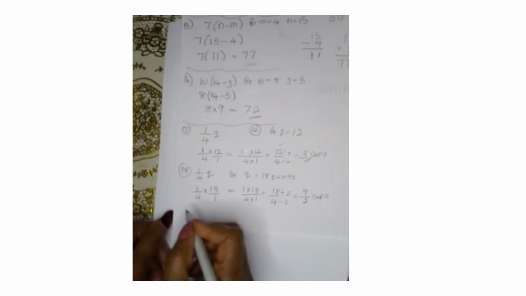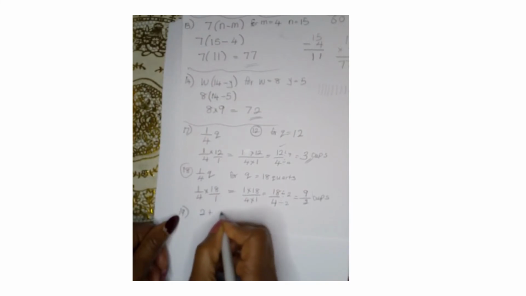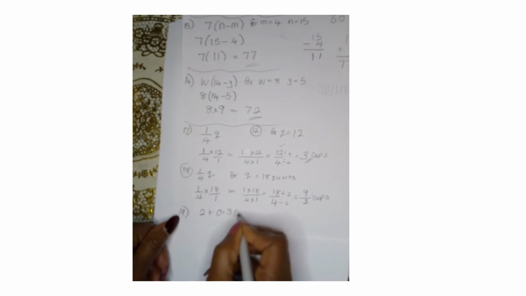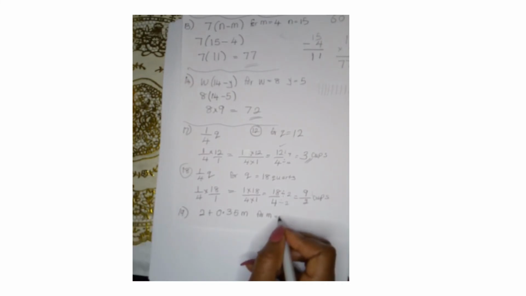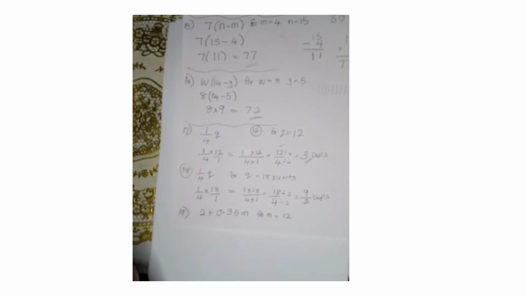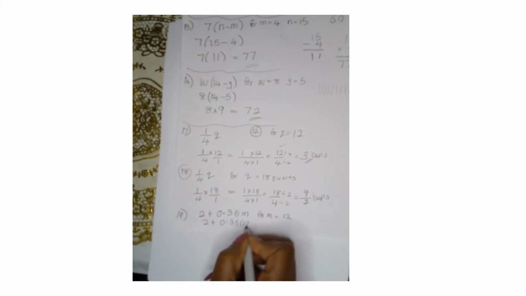How much will it cost for 12 minutes? Okay, so how are you going to do it? Anywhere you see m, you put what? 12 minutes. I'm going to use number 19 here. So this is what they want us to use: 2 plus 0.35m, for m equals 12. So how are we going to do it? 2 plus 0.35 multiplied by 12.